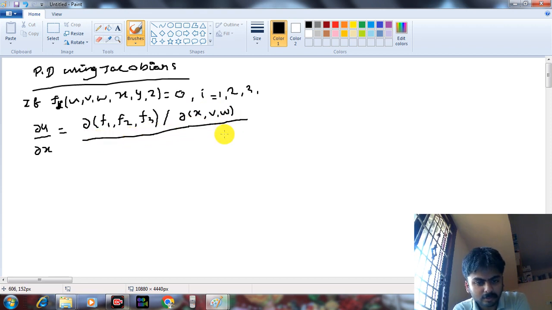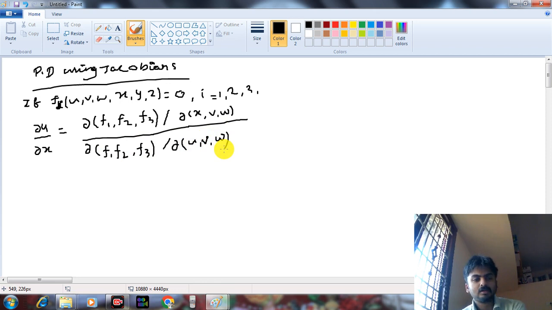Here the denominator is common, so we are having dou of f1, f2, f3 divided by dou of u, v, w. So this is our dou u by dou x.